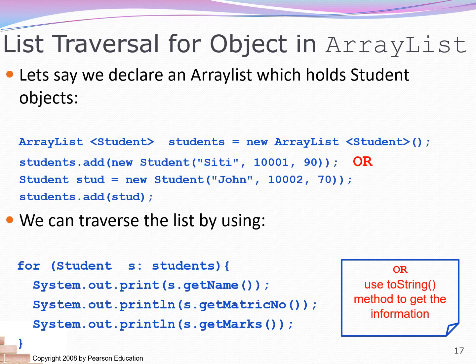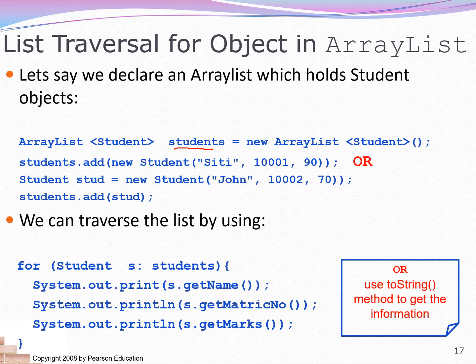You can also add an object. The one that you have seen just now is an integer object. This is a student object. For example, you want to have an array list where you put student objects inside it. So you can either do it like this, add new student, or you create the object first and then add it there.